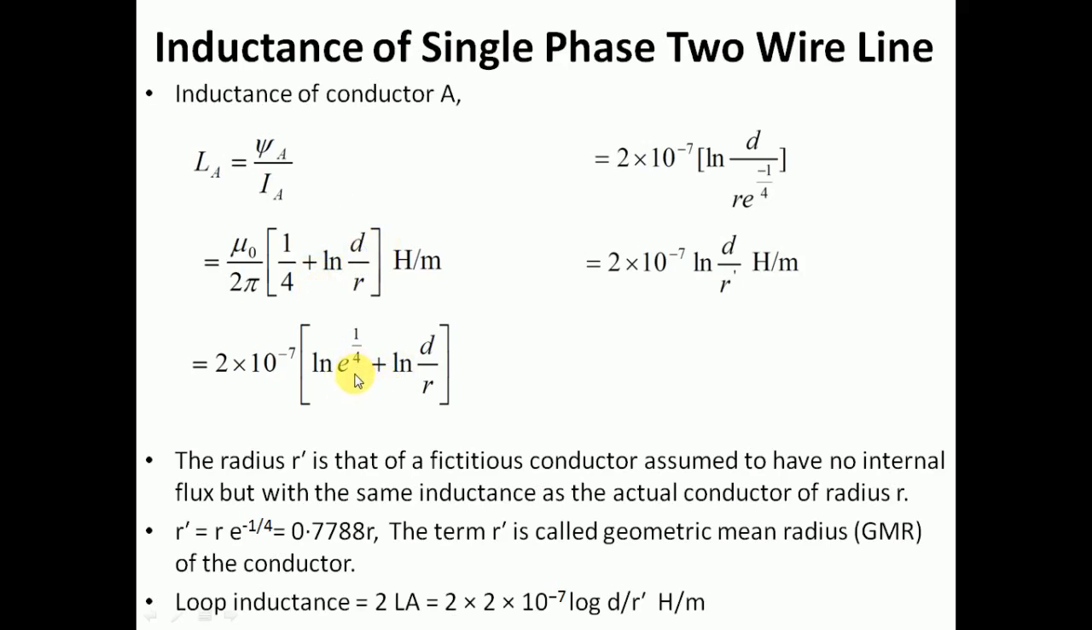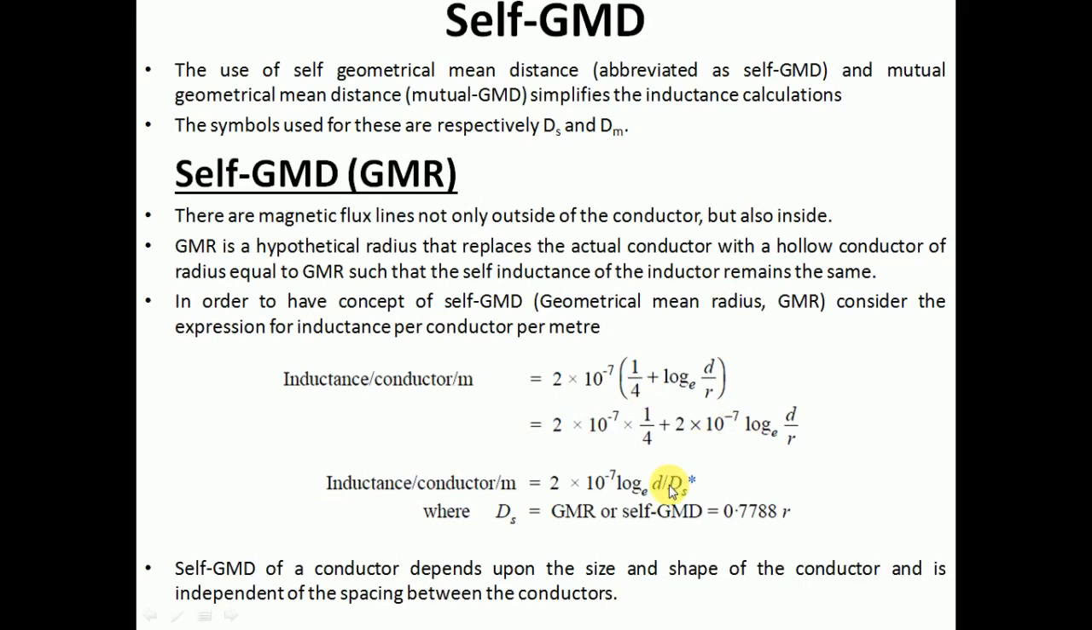Further, taking this e raised to 1 by 4 to the denominator side, we will be getting the relation as 2 into 10 raised to minus 7 natural log of d by r e raised to minus 1 by 4, and this r e raised to minus 1 by 4 is represented as r dash. Now coming back to our current slide, the same relation is indicated here. Instead of r dash we have used the symbol d suffix small s. This is actually the representation of self GMD or GMR.